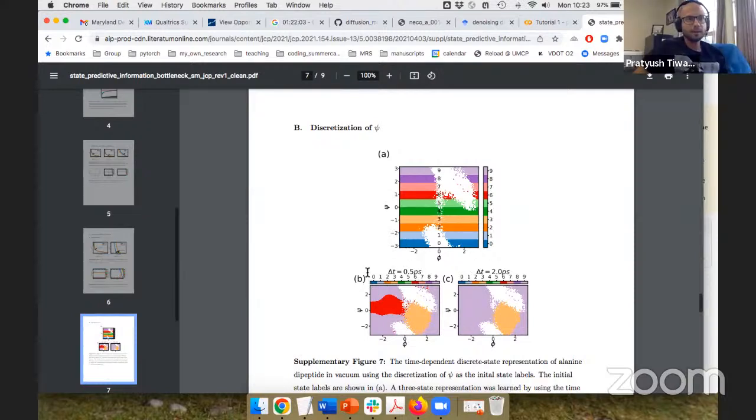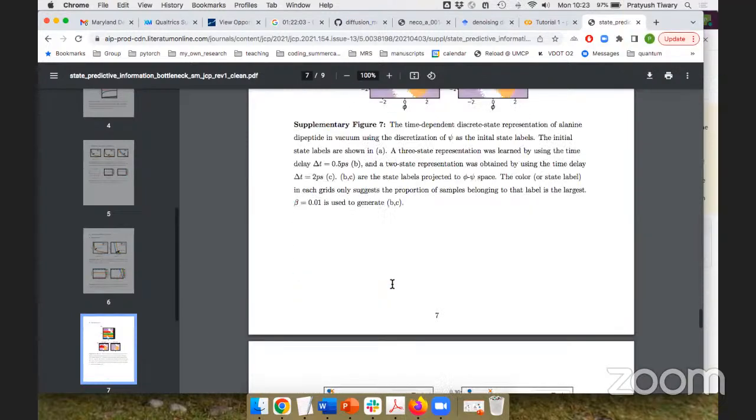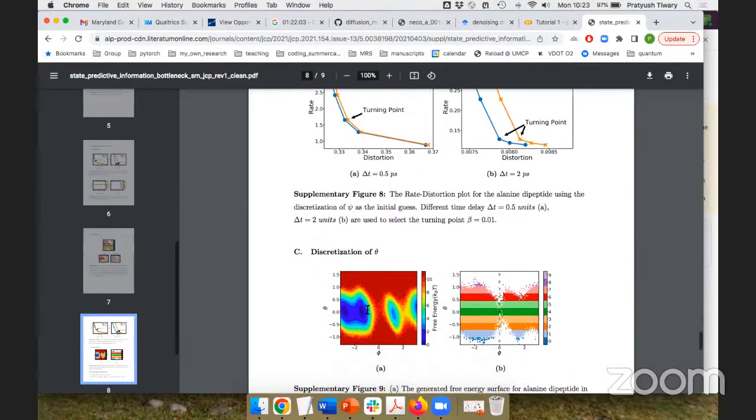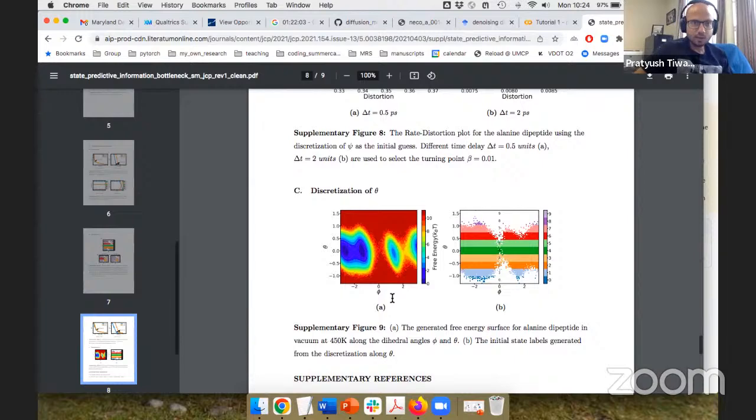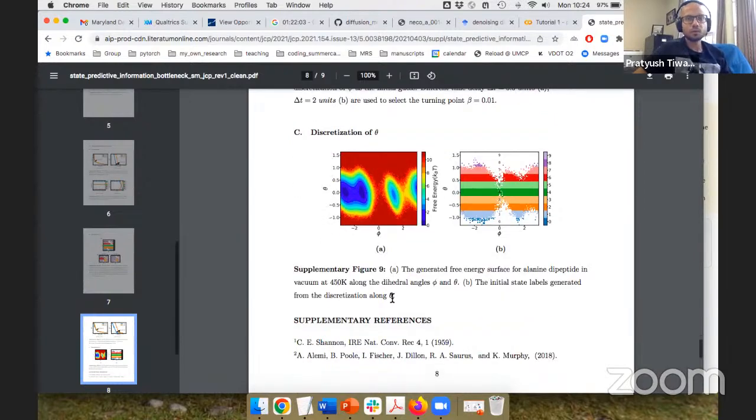And I think this is one of those papers which we had the hardest time getting published, State Predictive Information in JCP, but the ideas are actually possibly more robust than any paper I have written. So here you can see that along psi, you still get exactly the same 3-state population as you would have gotten if you had discretized along phi. Now you can push it even further and try to discretize it along theta, which is a completely random dihedral, which does not do a good job of distinguishing any of the basins. If you do it along theta, then it does not work.